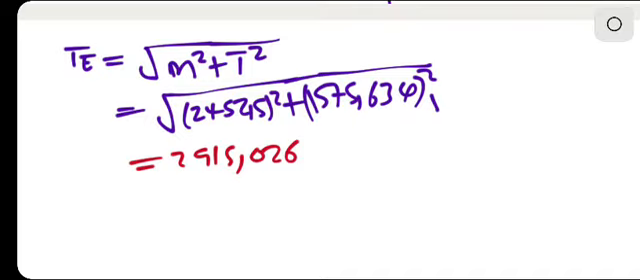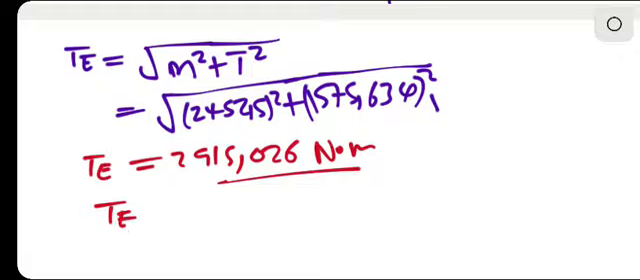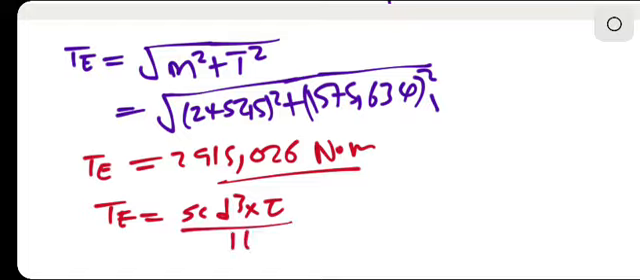2915.026, obviously is in Newton meter. That is our TE, isn't it? So, but we know TE by its own, we want the diameter. TE by its own, we know this is pi d raised to the power of 3 multiplied by the shear stress divided by 16. So I want the diameter, make the diameter the subject, I'll multiply that, then I divide by this, then I take the cube root.